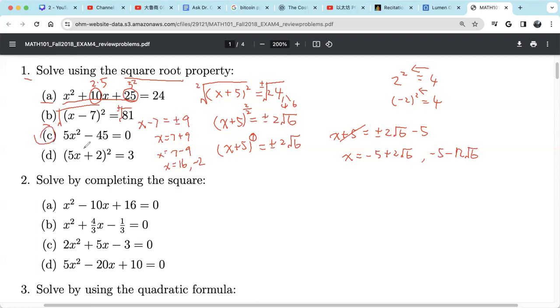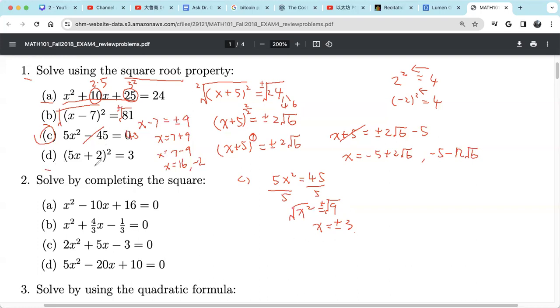For C, C is different. We can move negative 45 to the other side, and it becomes positive 45. Okay, so let's write C here. We have 5x squared equals positive 45. Now we divide by 5 on both sides, so we get x squared equals 9. Now we can square root. We square root, so x equals plus or minus 3, two values, so two solutions: x equals 3, or x equals negative 3.